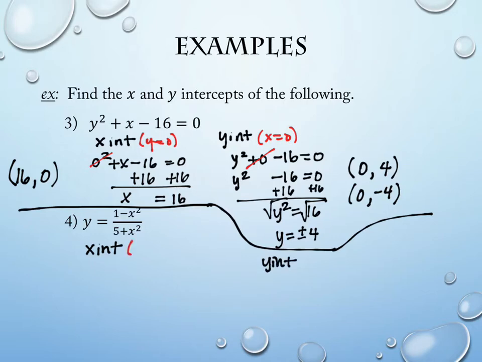Your x-intercept is when y is equal to 0. That's the harder of the two here. And your y-intercept is when x is equal to 0.